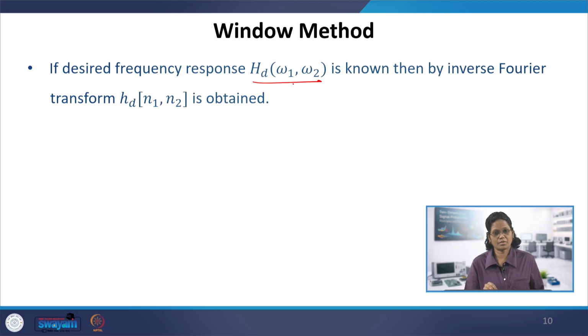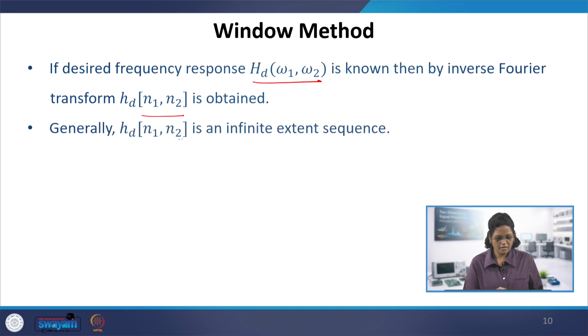Either it can be a separable or it can be a circularly symmetric frequency response. Taking the inverse DSFT, we get the coefficients HD of n1 comma n2, which is infinite, as we said in the 1D case. So this is obtained, and then this infinite extent sequence is now to be truncated. That truncation is done through the window.